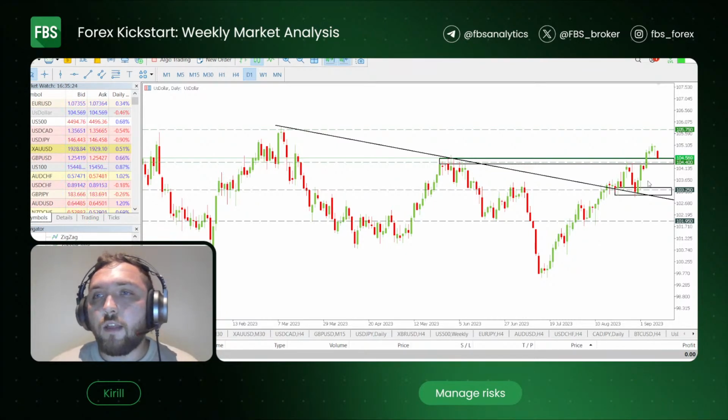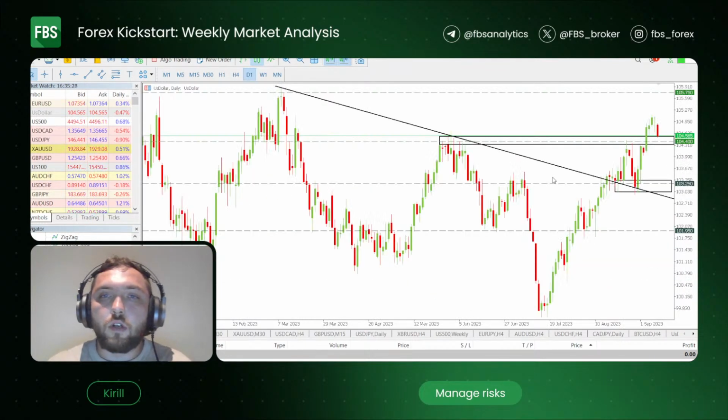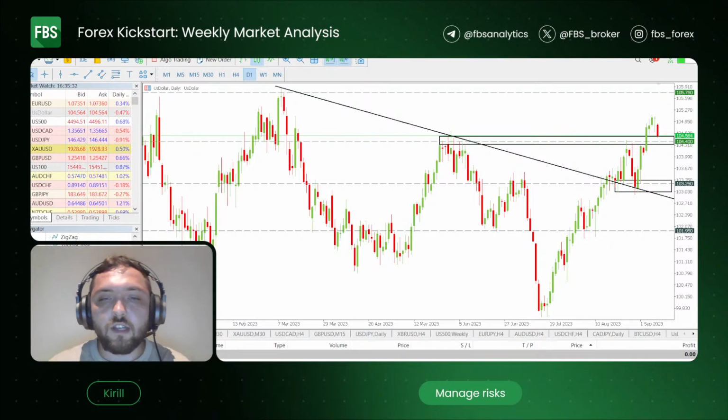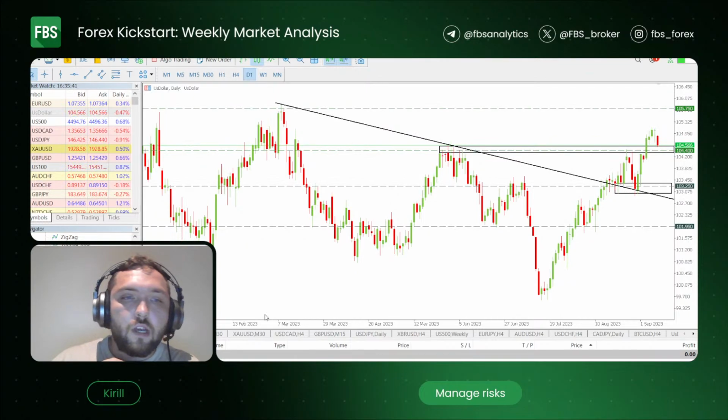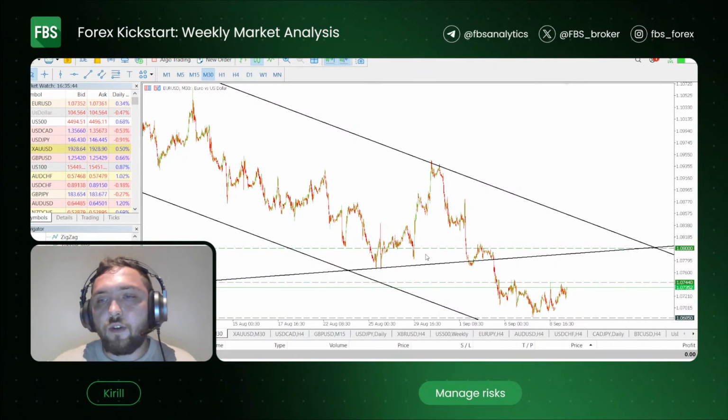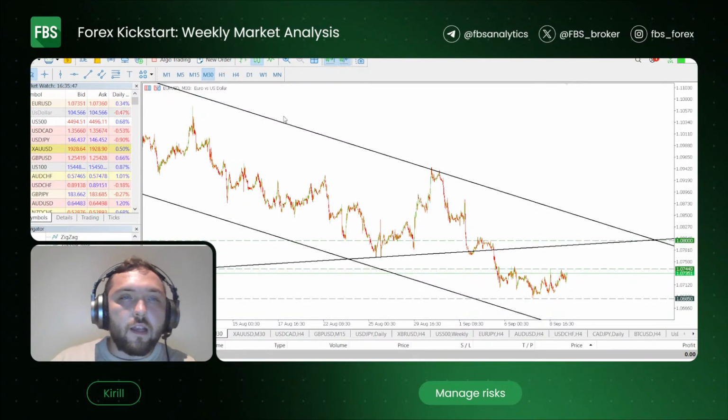Okay, so I think this is obvious, and this is what you should be looking for. Go to the instrument named US dollar, make some analysis, and use it in your trading strategy. So now let's talk a little bit about every currency pair ahead of this week.